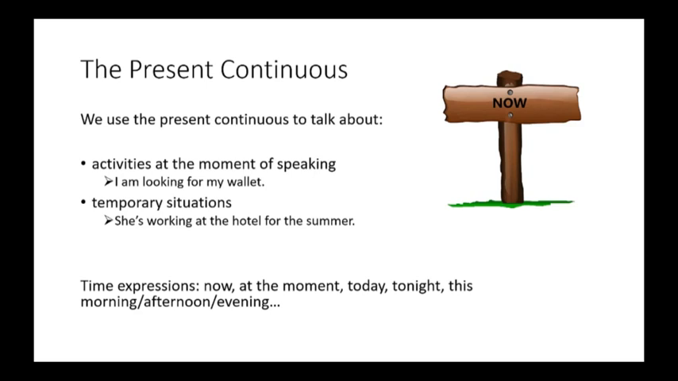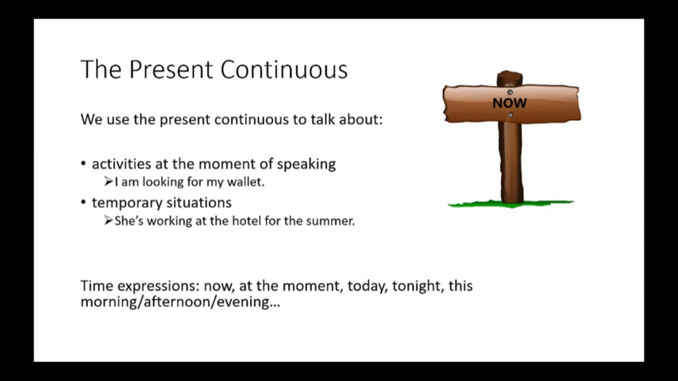We use the present continuous to talk about activities at the moment of speaking. For example, I'm looking for my wallet. I can't find it. Where is it? Or we can use it to talk about temporary situations. For example, she's working at the hotel for the summer. So right now, she's doing that.